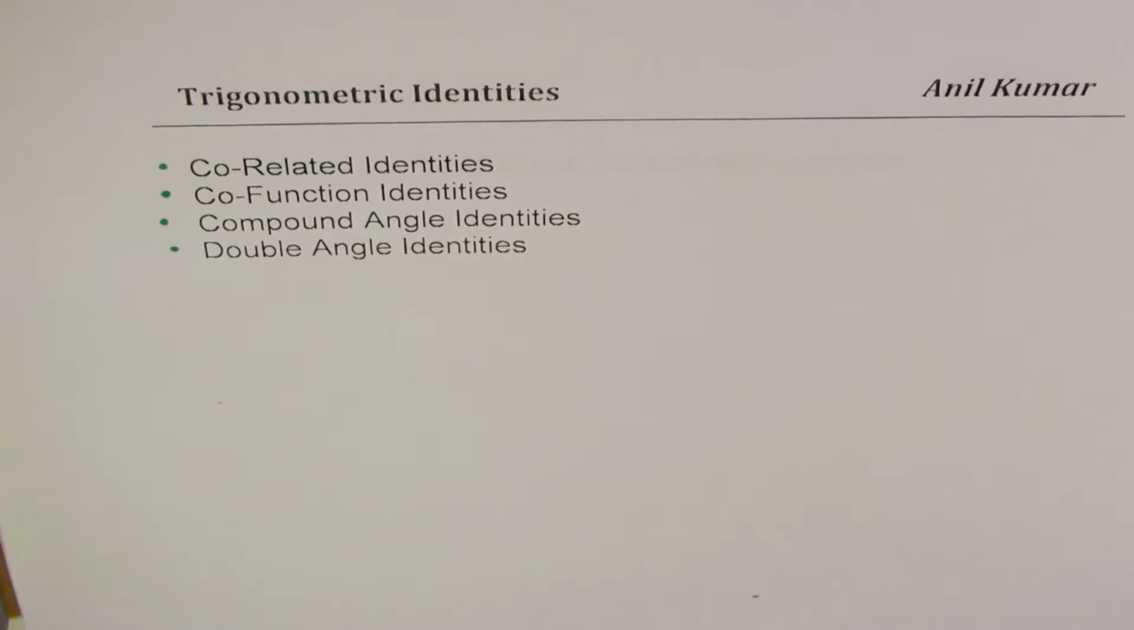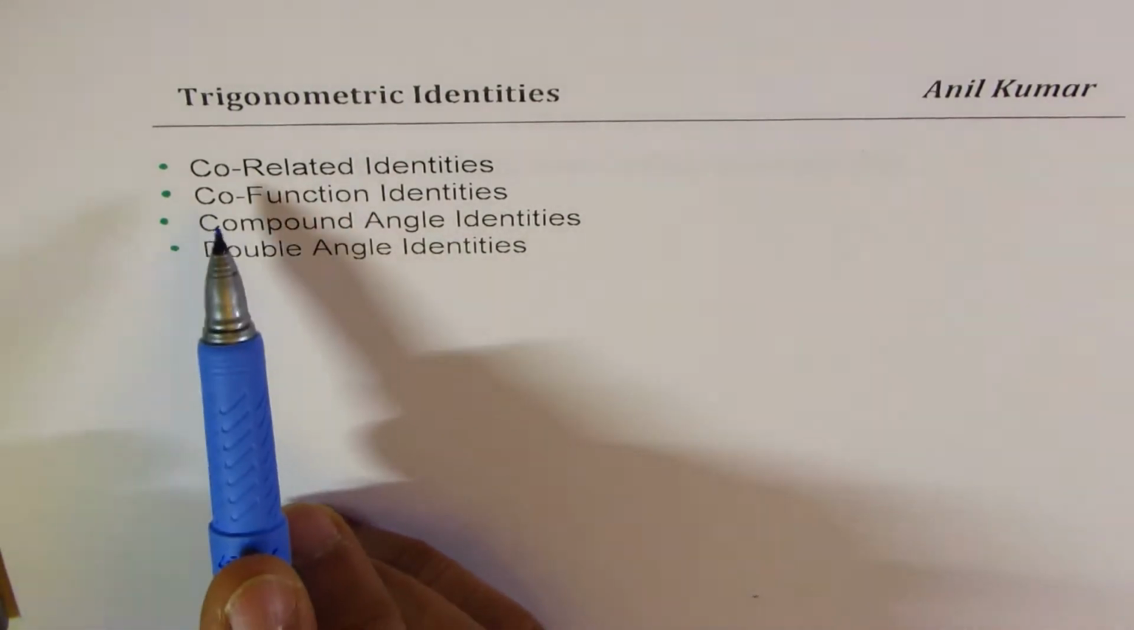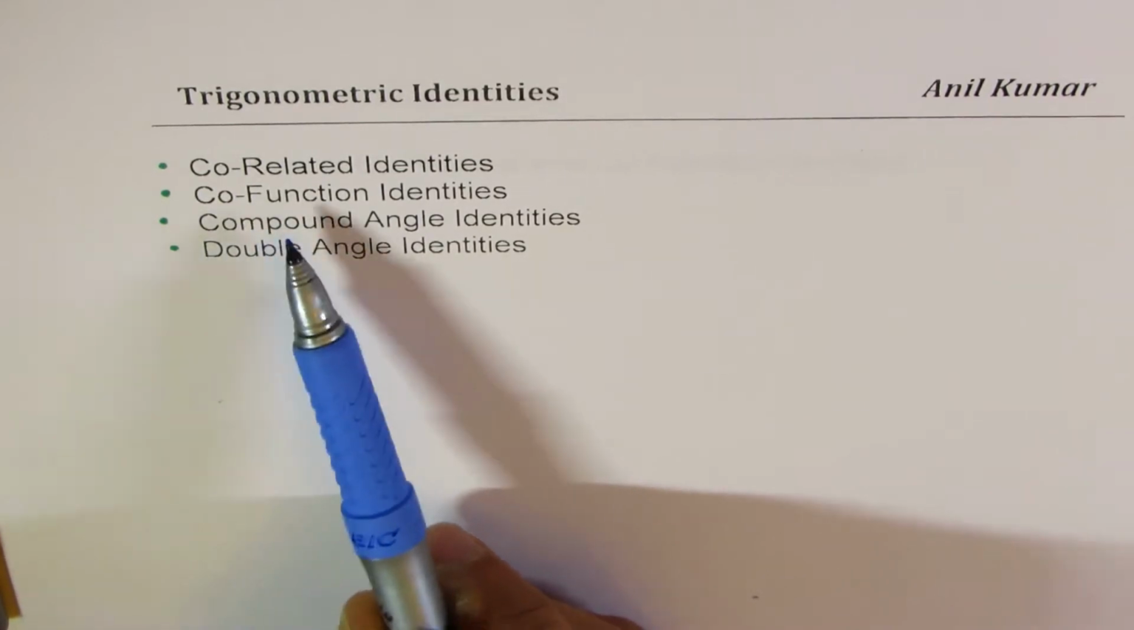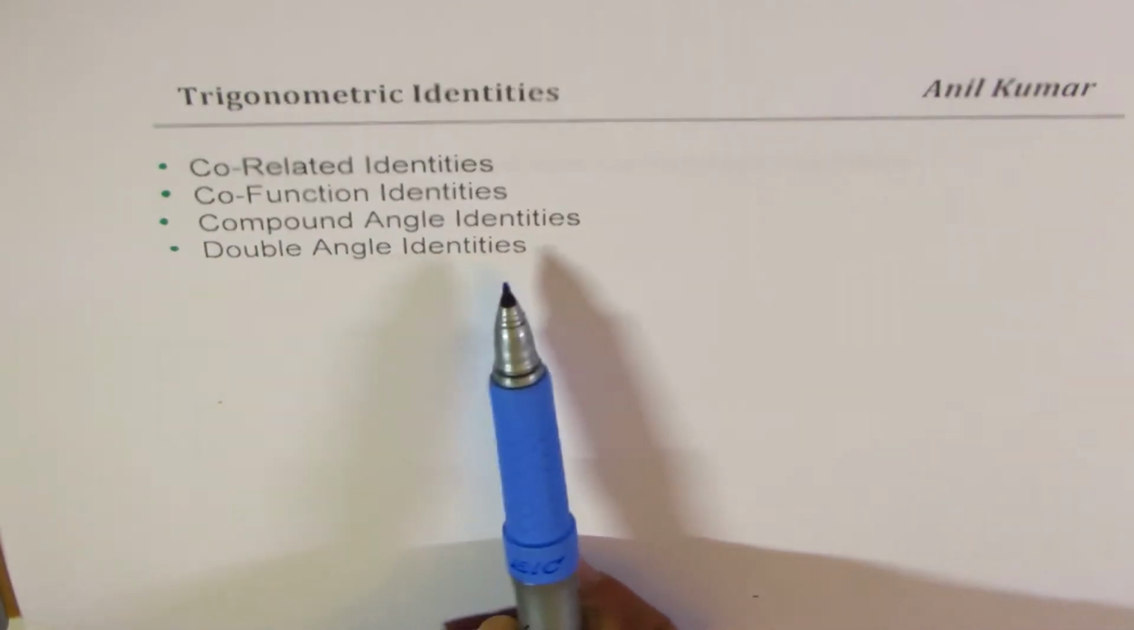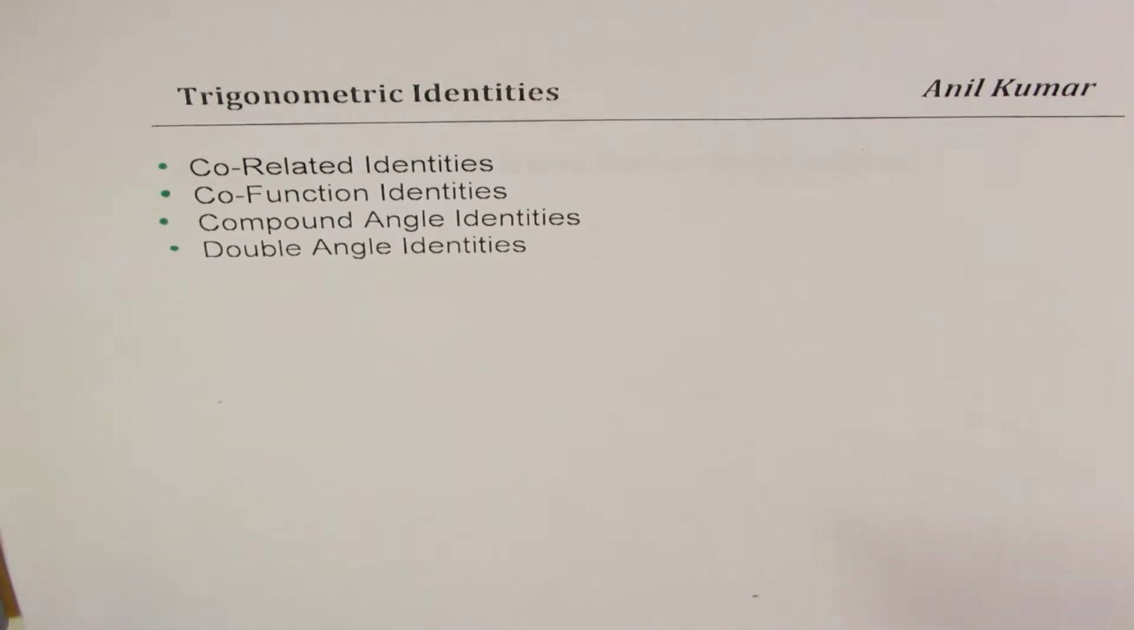Now this is the time when we are doing review of the unit on trigonometric identities. All the concepts which we have learned about correlated identities, CoFunction identities, compound angle and double angle will be reviewed in this particular video. So I'll summarize them for you.